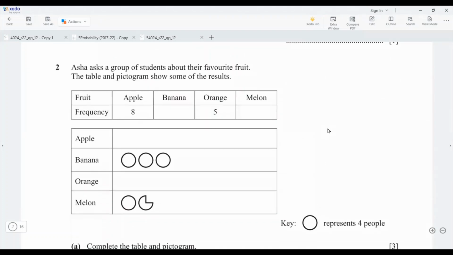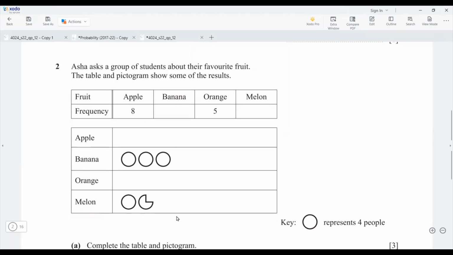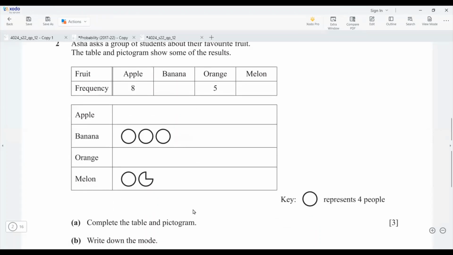In question number 2, the table is incomplete and as well as the pictogram. So the key is mentioned. A complete circle is representing 4 people. So in part A, we have to complete the table and as well as pictogram. So how to complete the table? Look at the table. Bananas information for the frequency is incomplete. So complete circle is 4, having 4 people. 4 plus 4 is 8, plus 4 is 12. We can write down 12 here.